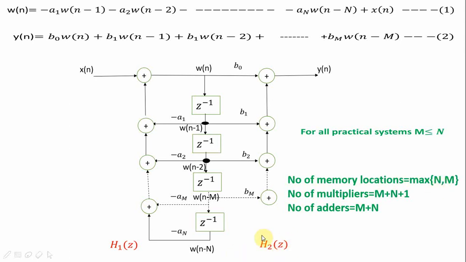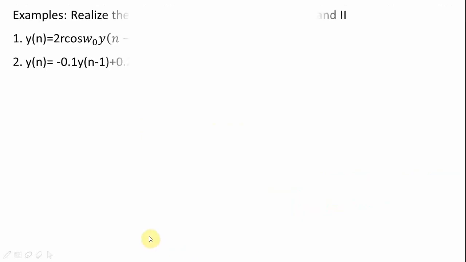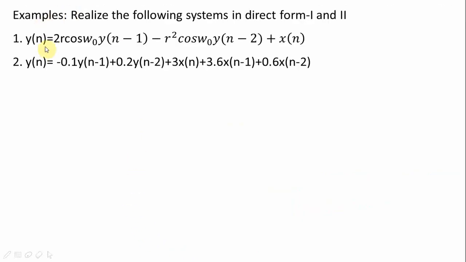So h2 of z is to the right of this and h1 of z is to the left of this. So let us take two examples so that we will understand how to realize it in direct forms 1 and 2. Here are two examples. The first one has y of n equal to 2r cos omega naught y of n minus 1 minus r square cos omega naught y of n minus 2 plus x of n, where 2r cos omega naught are all constants. And the second one is y of n equal to minus 0.1 y of n minus 1 plus 0.2 y of n minus 2 plus 3 x of n plus 3.6 x of n minus 1 plus etc.